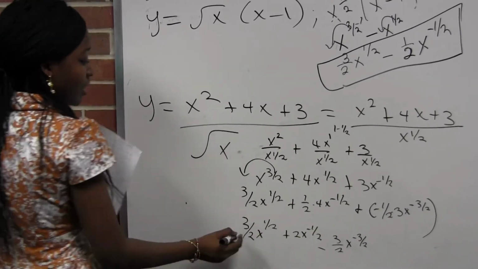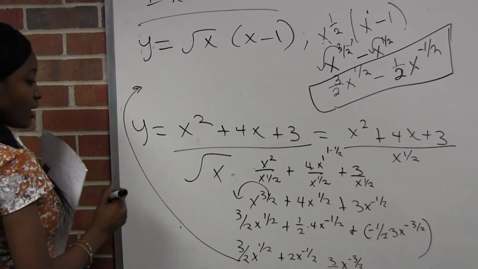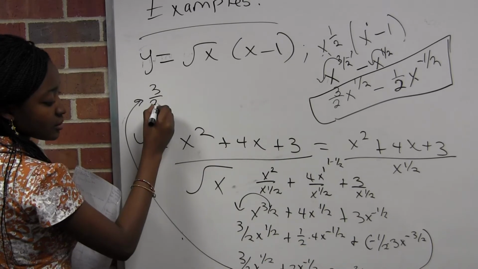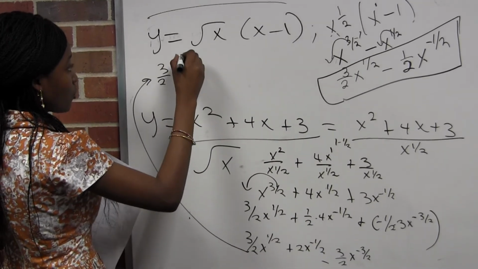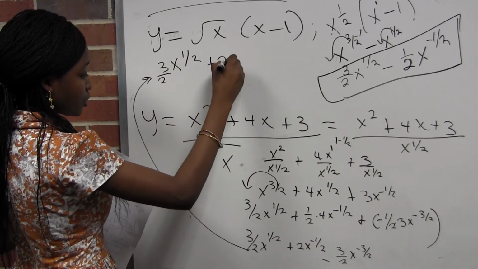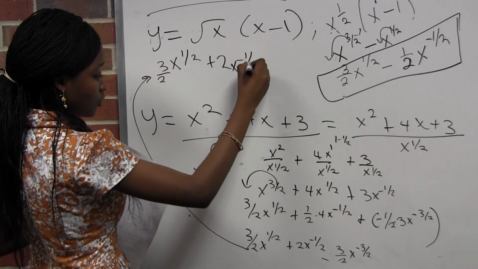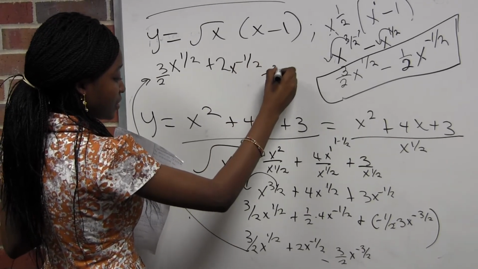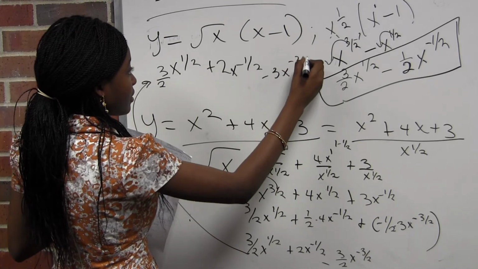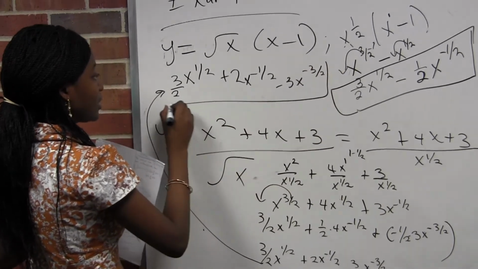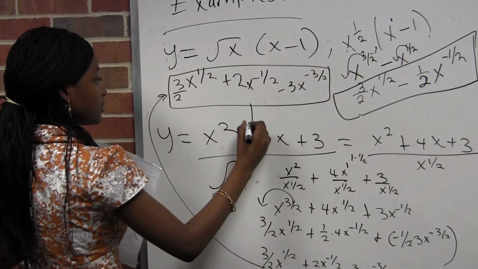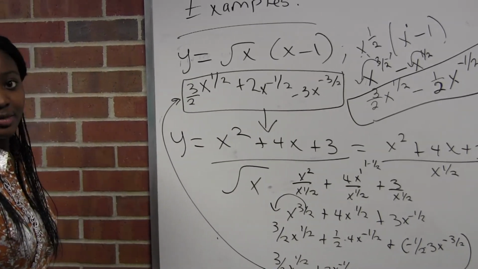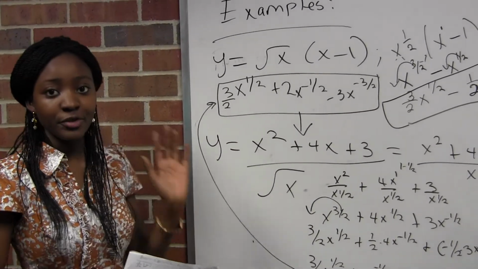Right? So I'm going to rewrite my final answer. So I'm going to have 3/2 x to the 1/2 plus 2x to the negative 1/2 minus 3/2 x to the negative 3/2. And this is the derivative of this function. That's it. So this is the conclusion of the first episode.